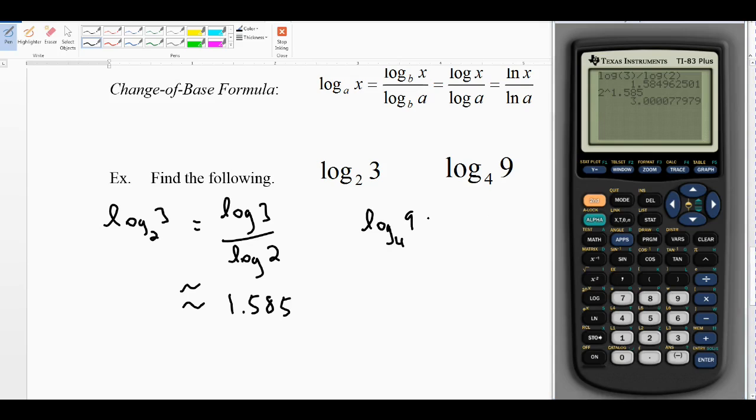Let's do the next one. Log base 4 of 9. Now change of base says we have log of 9 on top and log of 4 on the bottom because 4 is the base of the original problem. Before we even type it in, let's just think about it for a second. 4 to the first is 4. 4 squared is 16. So we're looking for the answer between 1 and 2. Let's see what we get. Log of 9, make sure you close it. Divided by log of 4. And we get 1.585 again. What do you know?